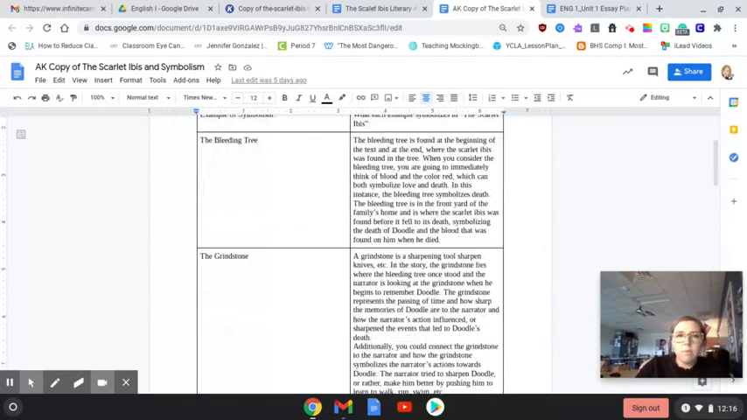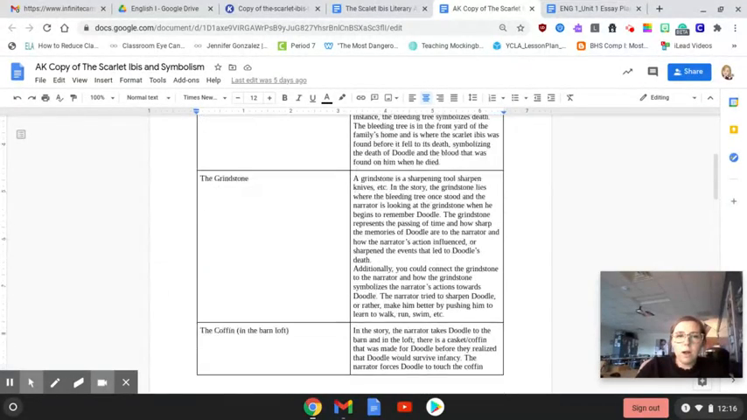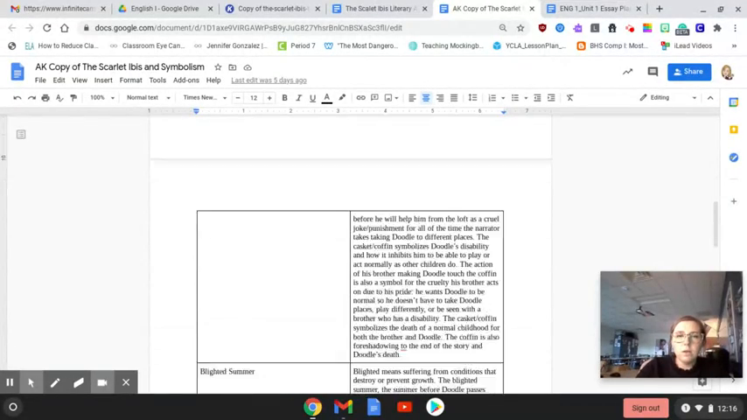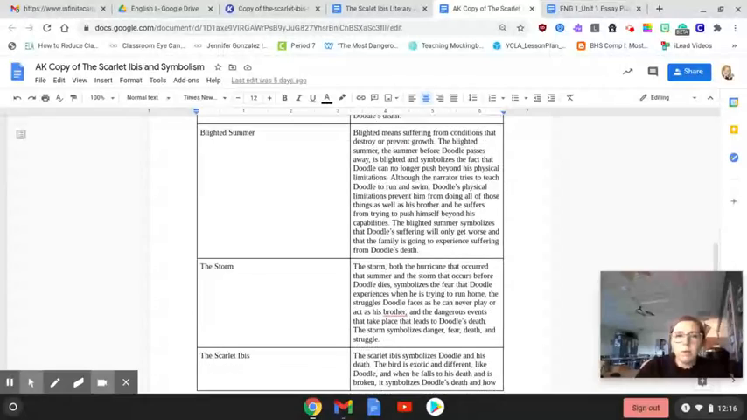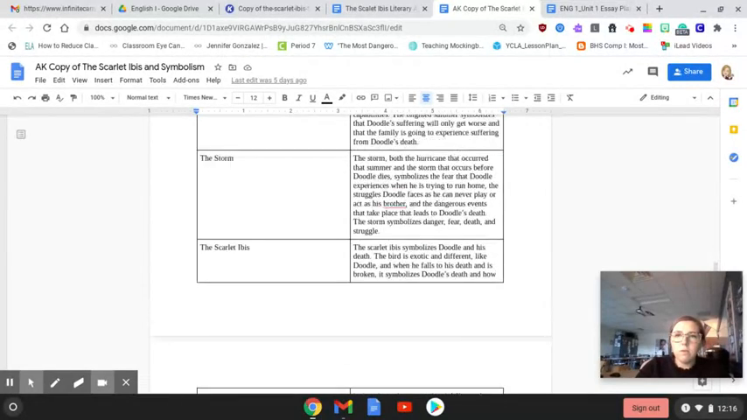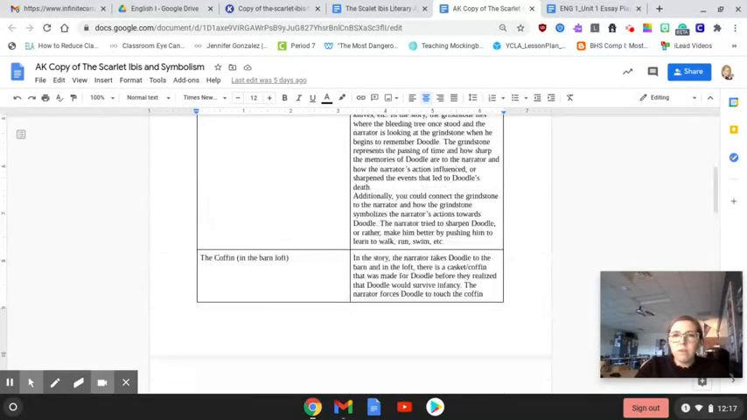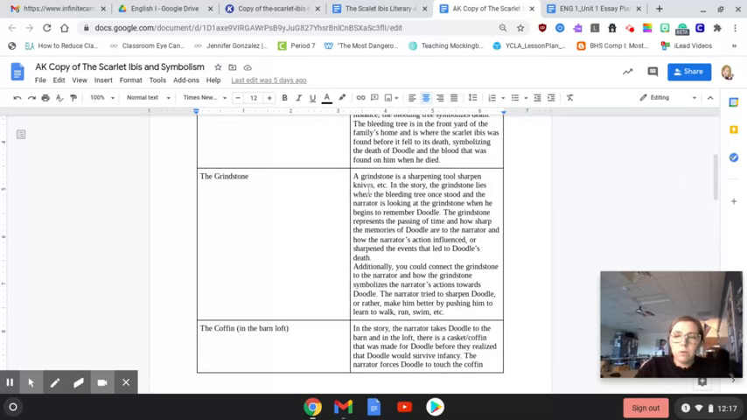So the 6 examples are the bleeding tree, the grindstone, the coffin, the blighted summer, the storm, and the scarlet abyss. So, of these 6 examples, in your essay you are going to choose 3 examples and include that in the essay to analyze. So, let's look back at the prompt.